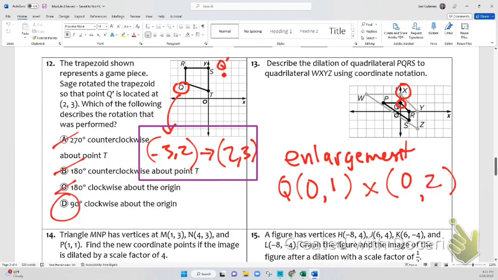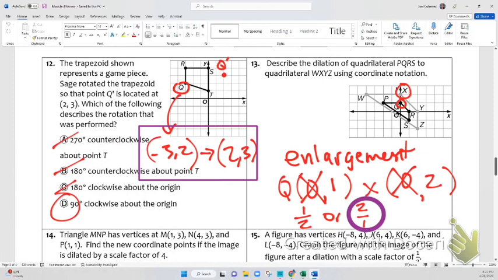Then if I compare the numbers, I'm not going to compare the X values because they're zeros. So if I look at the 1 and the 2, the question is, is it 1 over 2 or 2 over 1? Is it getting smaller? Is it getting bigger? We said it's getting bigger. The scale factor has to be more than 1. So the only answer that it can be is this one here.